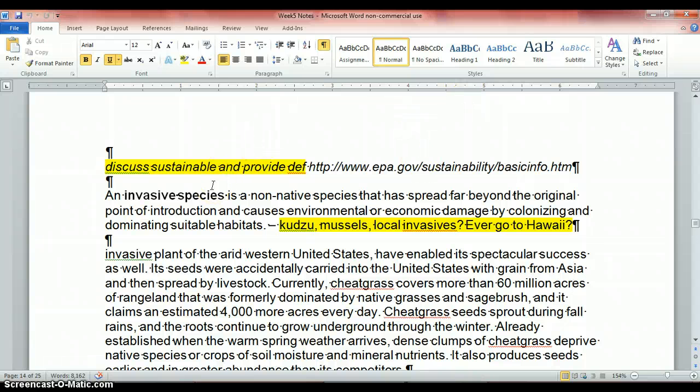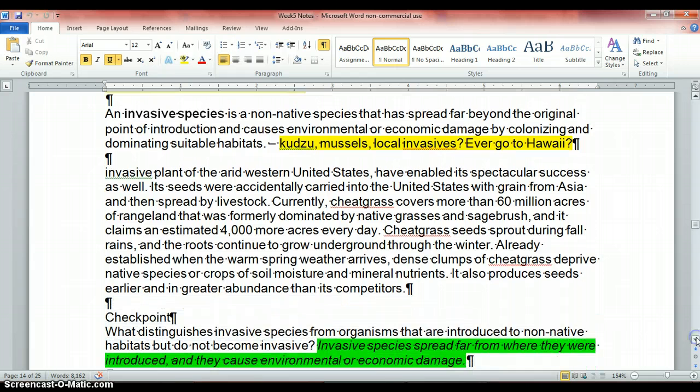What is an invasive species? We've been talking about this, but let's actually define it. This is a non-native species that has spread far beyond the original point of introduction and causes environmental or economic damage by colonizing, dominating suitable habitats. The examples are kudzu, zebra mussels. You might have local invasives. Hawaii has a whole strategy to try to control this.